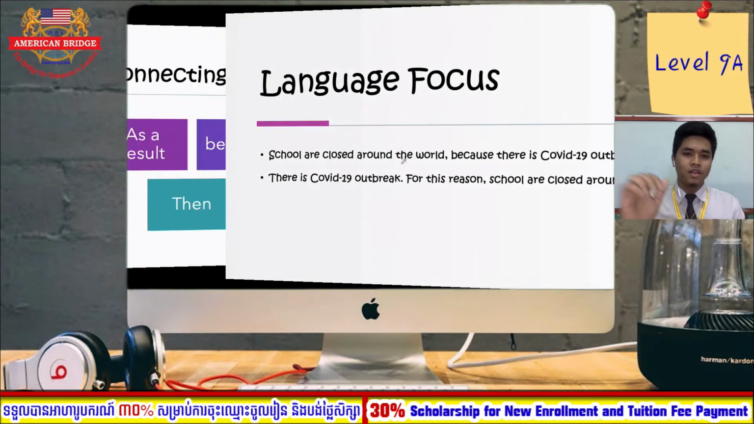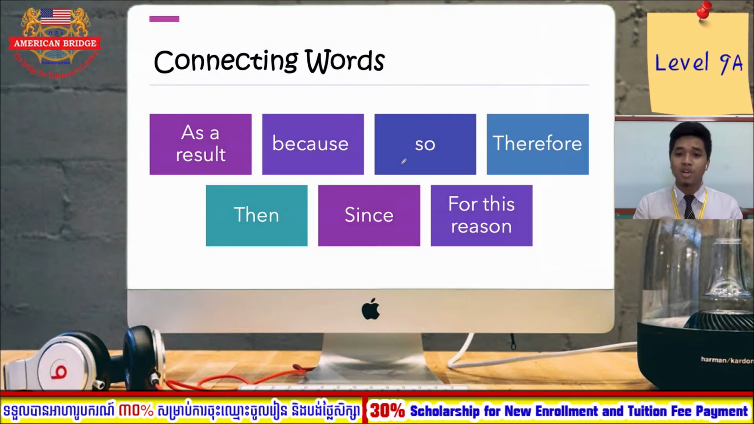So everyone, here are seven words that we will learn to use in order to show cause and effects in your speech. We have as a result, because, so, therefore, then, since, and for this reason. Now let's look at these words one by one.